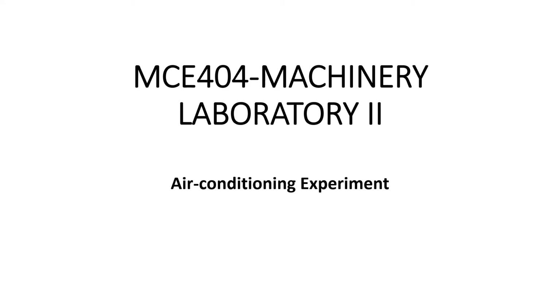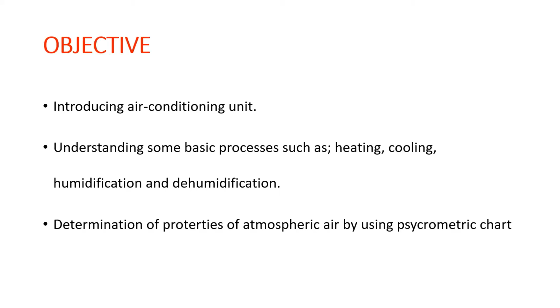In this presentation, the air conditioning experiment, which is the first experiment of the machine laboratory, is going to be examined. The purpose of this experiment is to introduce air conditioning units and to understand basic processes such as heating, cooling, humidification and dehumidification in this device. Also, it is aimed to determine the properties of atmospheric air using the psychrometric chart and to learn reading the psychrometric chart.